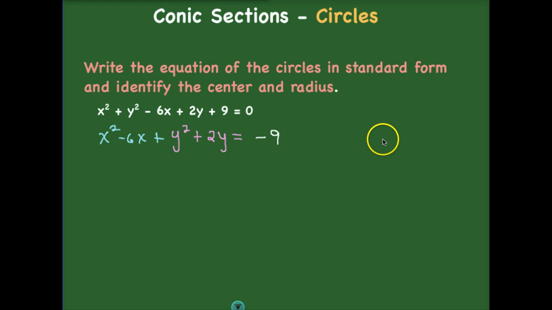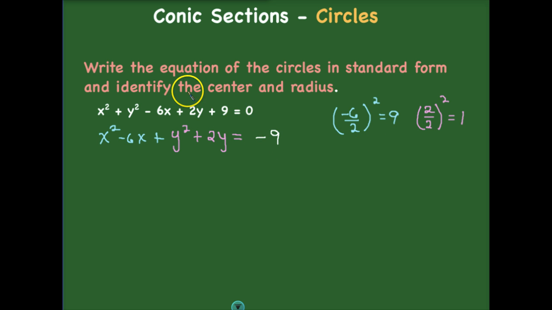If you remember back, in order to complete the square, in order to have that perfect number here, we're going to take the coefficient of our x term, which is -6, cut it in half or divide it by 2, and then square it. That gives us 9. We'll do the same thing with our y term here. So we have 2, cut it in half or divide by 2 and square it. 1 squared is just 1.